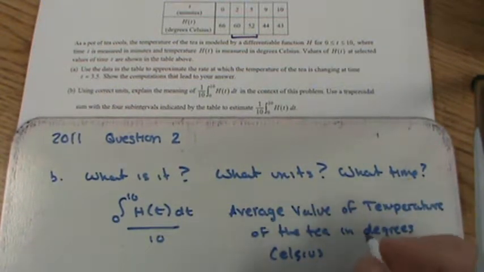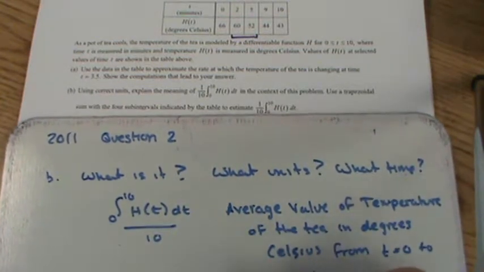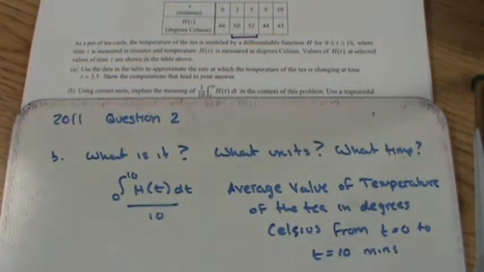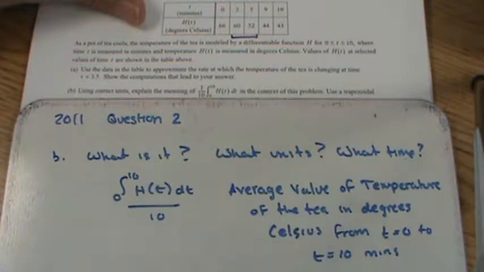And then what time? From t equals 0 to t equals 10 minutes. And make sure you're specific. We're going to say t equals 0 to t equals 10 minutes, or 0 to 10 minutes would work in this case. All right, so that covers our explanation of what this is.